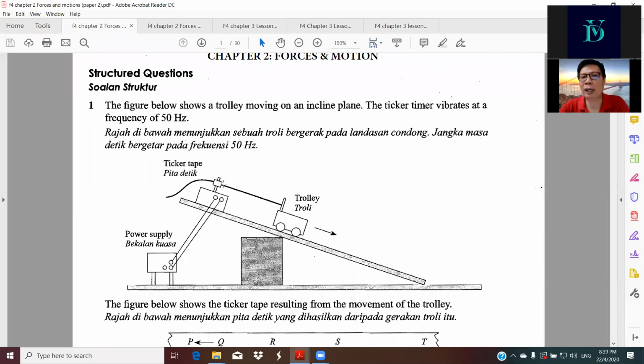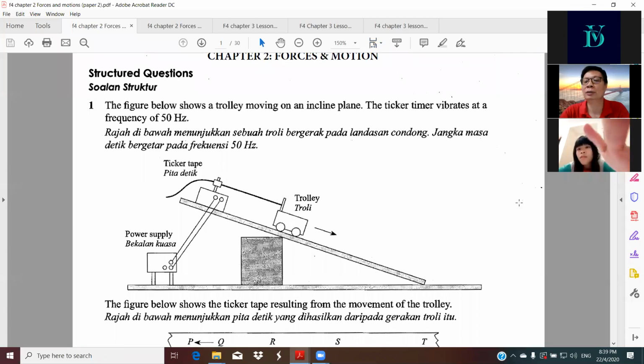If they are not talking, can you off your mic? Switch off your mic. If you are not talking, you off your mic. Can or not? Okay.